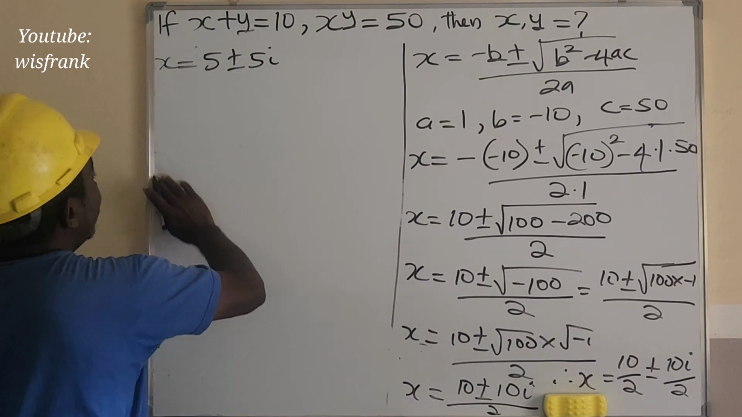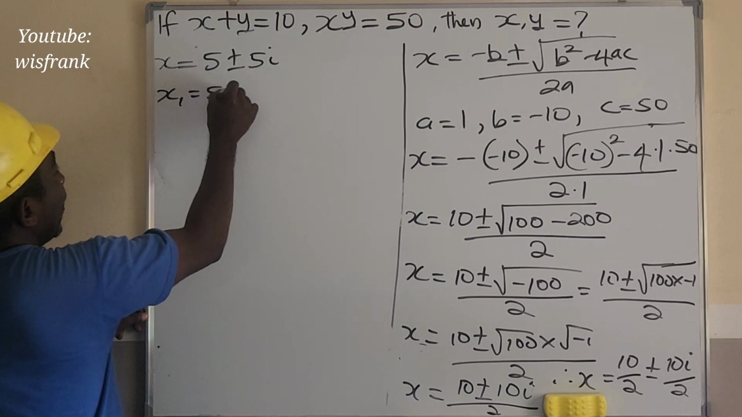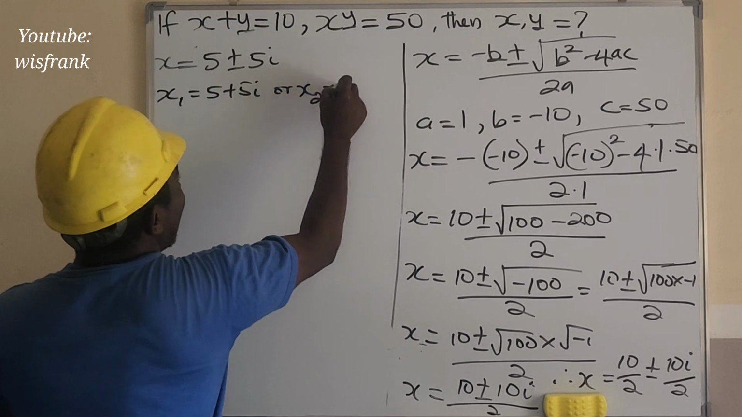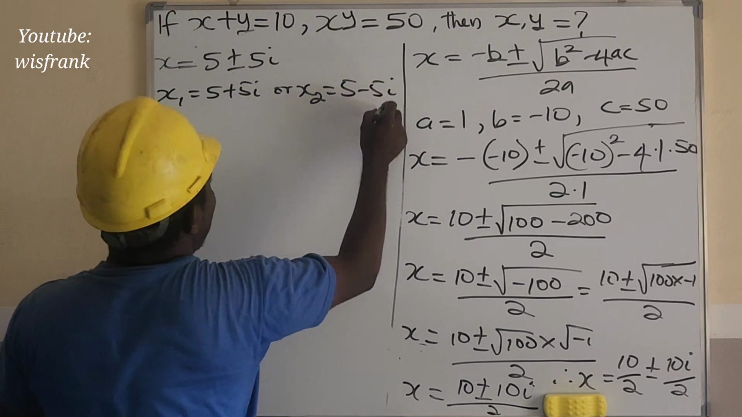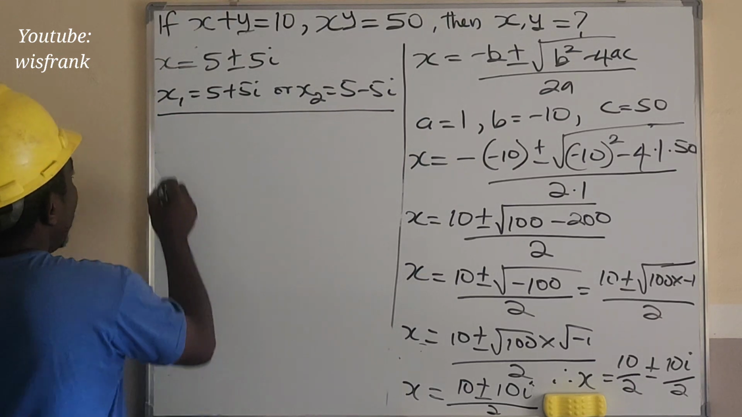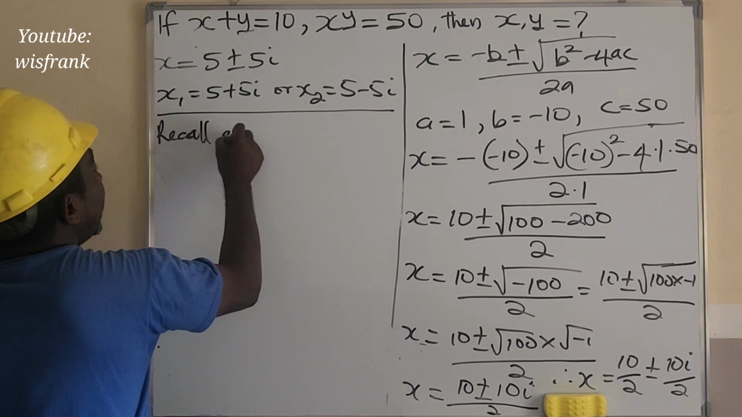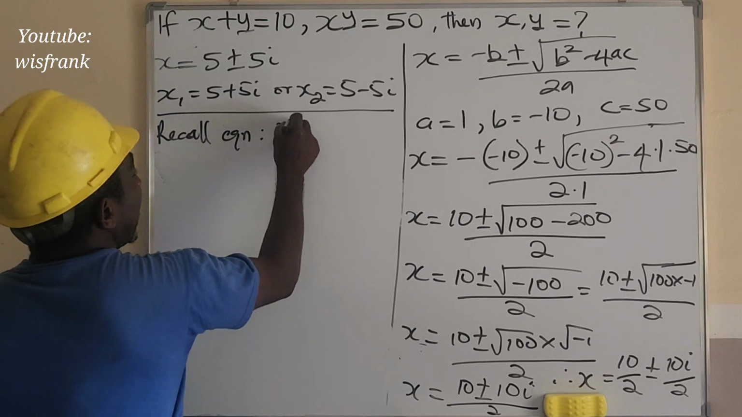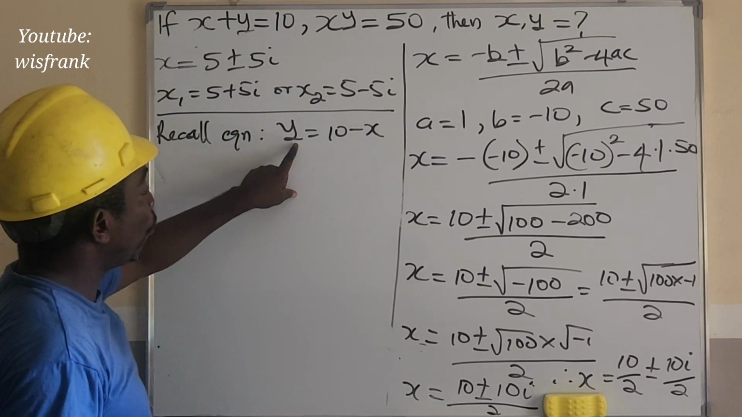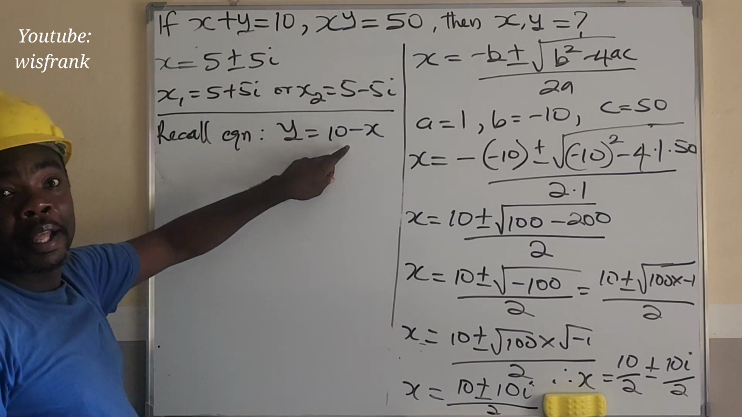And this gives two solutions, which can be separated as x1 equals 5 plus 5i, and x2 equals 5 minus 5i. So these are the two values of x that we have. We recall from equation 3, y equals 10 minus x. So the value of y here is 10 minus x, and we have the value of x as this.